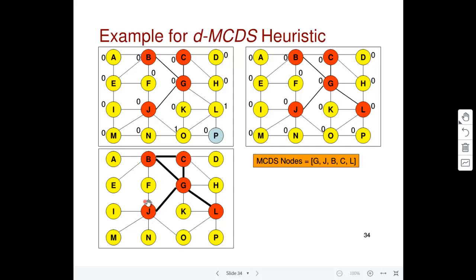If they are directly not connected, they have at least a path between them. So B and J are not directly connected, but there's a path between B and J using the other vertices that are part of this connected dominating set. So whether they are directly connected or not, they should be reachable to each other. So that's why it's called a connected dominating set. So why do we need that? Because in order to broadcast a message to all the nodes, we want connectedness among the vertices that are part of the dominating set. So that's why it's called a connected dominating set rather than just a dominating set.